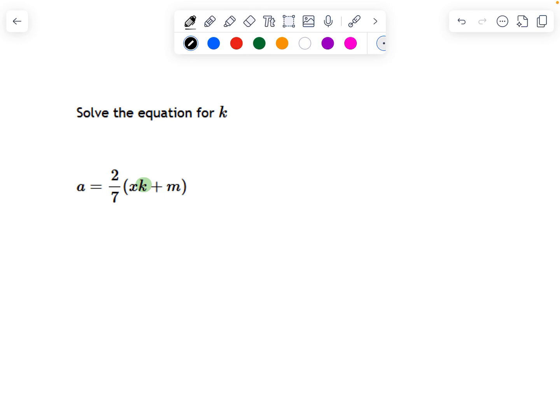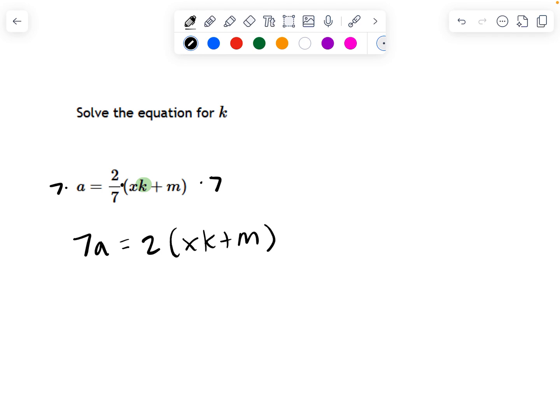There's two ways you can go about it. You can do it all in one step, or we can tackle it in two. I find tackling it in two makes more sense for a lot of students, so we're just going to tackle that now. First off, because it's being multiplied, I can actually multiply all of this and have it affect my 2/7. So we have 2 divided by 7. I'm going to undo division of 7 by multiplying by 7. So we have 7a equals 2x times (k plus m).